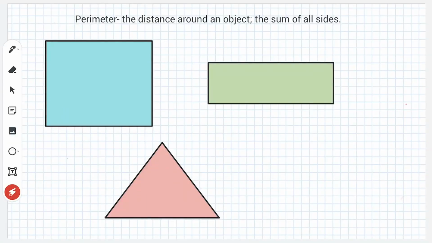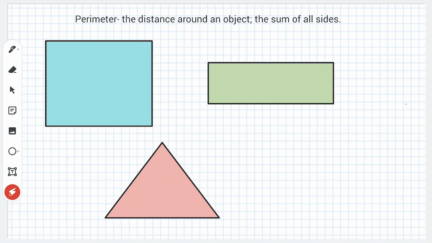Now, let's take a look at some shapes and calculate their perimeter. Come on, let's check it out. Perimeter is the distance around an object. So if I wanted to find the perimeter of this blue square, I would want to calculate the distance around the object, or the sum of all the object's sides. Remember, the word sum is the answer to an addition problem. So to find perimeter, you would add up all the sides.